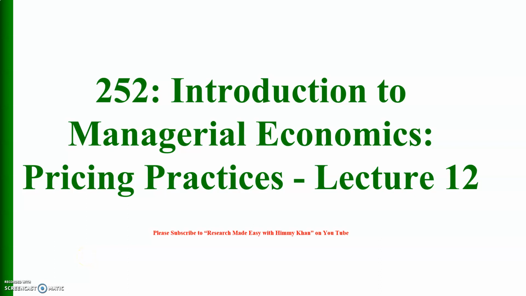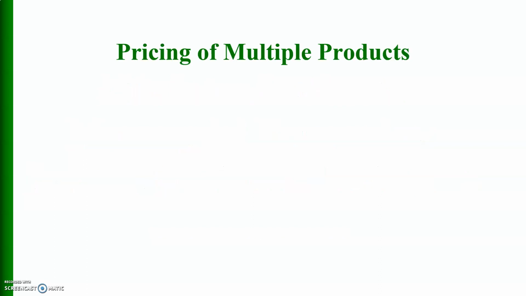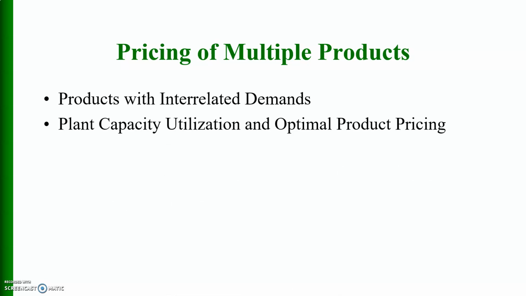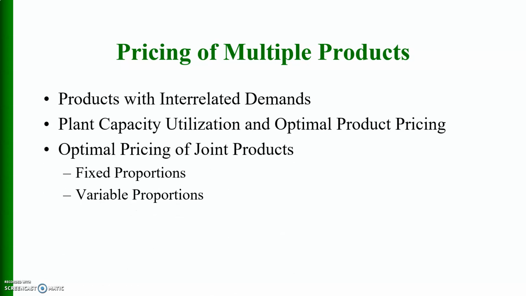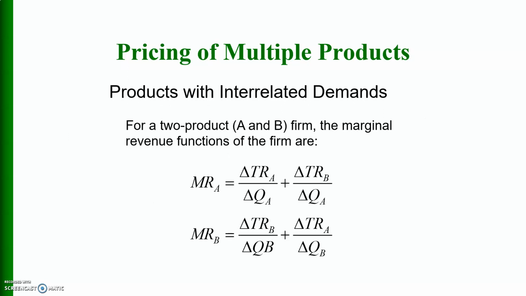This is video number 252, and today's lecture number 12 is based on pricing practices, and this is a series of lectures on introduction to managerial economics. We start with pricing of multiple products. If there are products with interrelated demands, we will also keep in mind plant capacity utilization and optimal product pricing. Then we will discuss optimal pricing of joint products, fixed proportion or variable proportions.